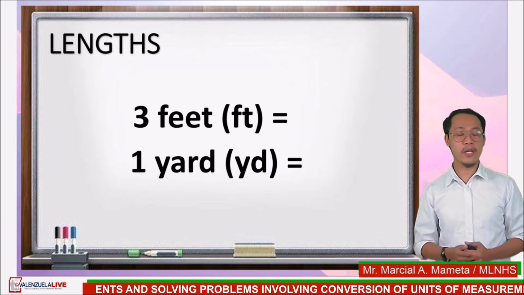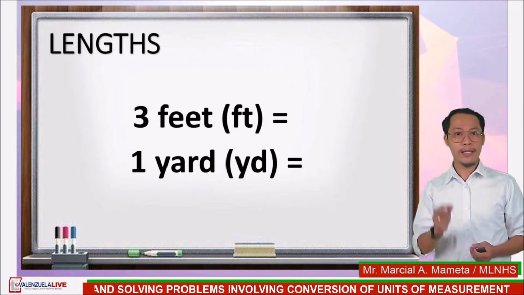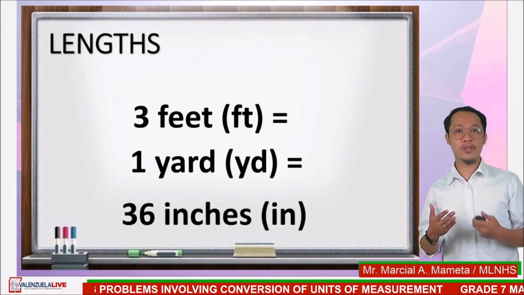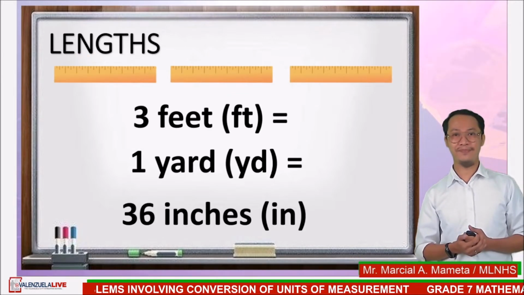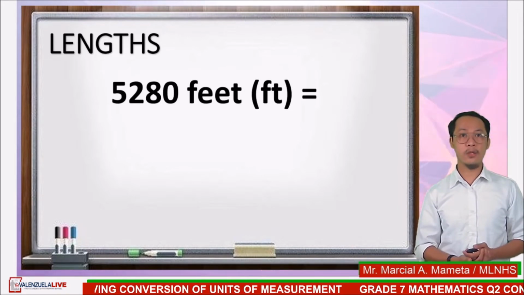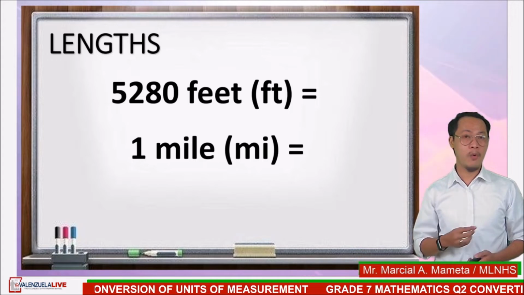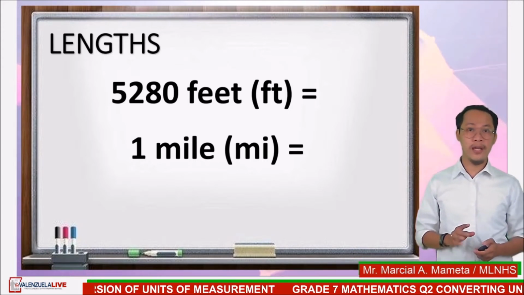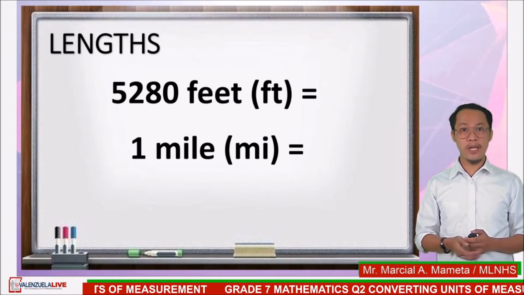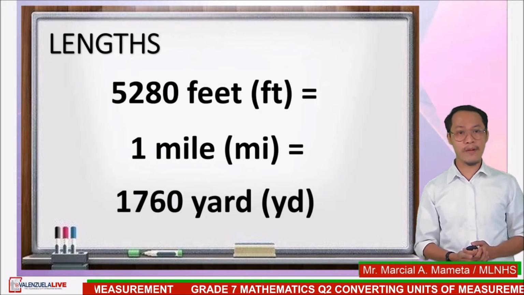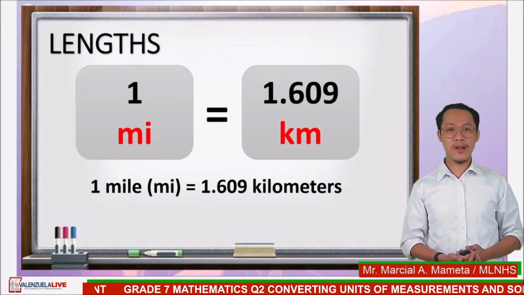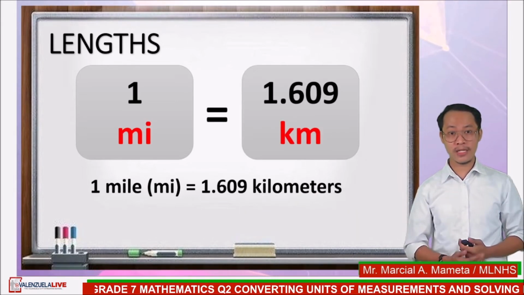Next, we have 3 feet is equal to 1 yard or YD. Since 1 foot is equal to 12 inches, therefore 3 feet is equal to 36 inches, which is also equivalent to 3 standard rulers. On the other hand, 5,280 feet is equal to 1 mile. Now, since 3 feet is equal to 1 yard, therefore 5,280 feet is equal to 1,760 yards. 1 mile is equal to 1.609 kilometers.